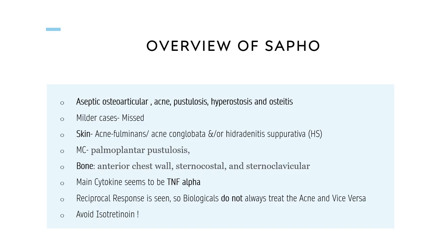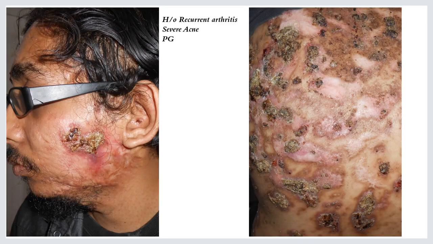it's only an association. So this is the next case, and what you see here is a photograph of a patient who has visible keloidal scarring on the face with a persistent erosive lesion, and on the back you also have multiple areas of atrophic scarring with active lesions that are erosive clustered plaques. And this patient, of course, has severe acne and a recurrent arthritis history, which was there at an earlier age. And of course, what you see on the back is actually lesions of pyoderma gangrenosum.